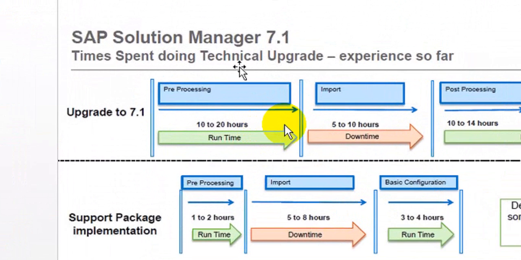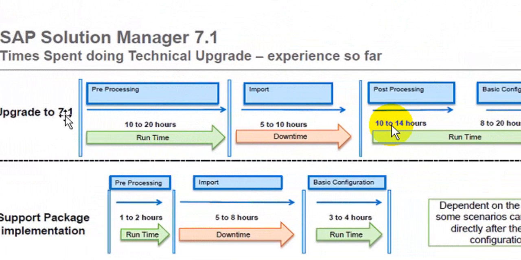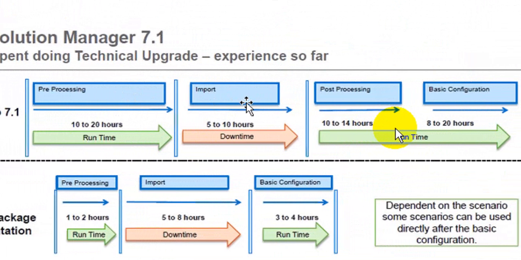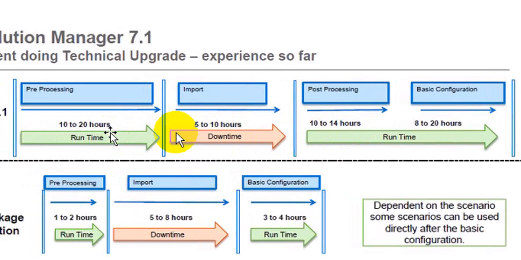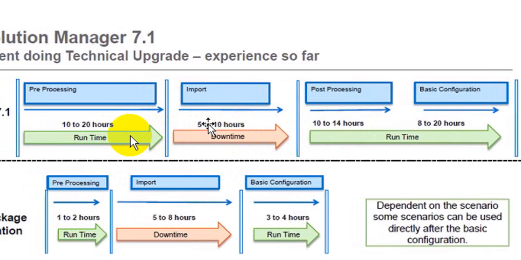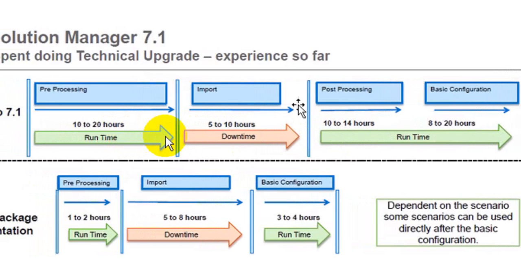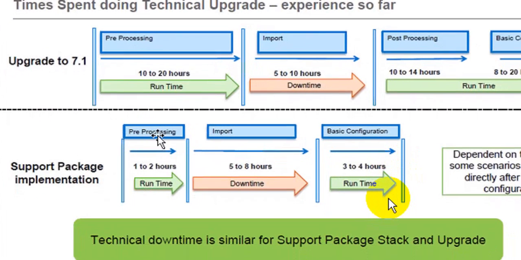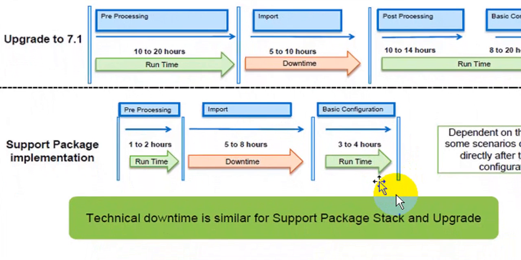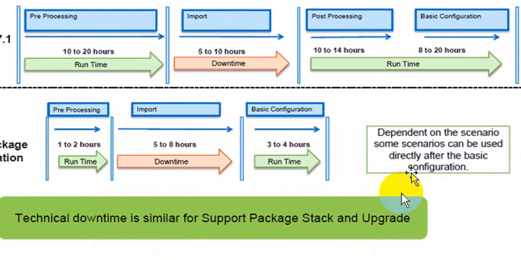SAP Solution Manager 7.1 technical upgrade means the upgrade from a lower version to 7.1, and these are the phases: pre-processing, info, post-processing, basic configuration. What is the time level? What time does it take to run that pre-processing phase? What is the downtime phase? How much is it going to take? What is the runtime? How much is it going to spend for post-processing and basic configuration? If it is an upgrade, or if it is a support package implementation, what is the time consumed for pre-processing and info and basic configuration? Depending on the scenario, it may change also.